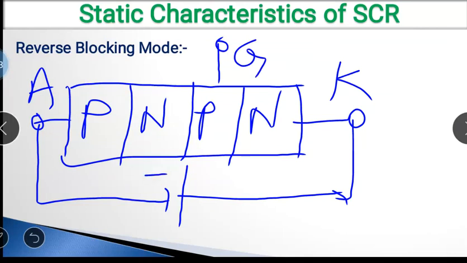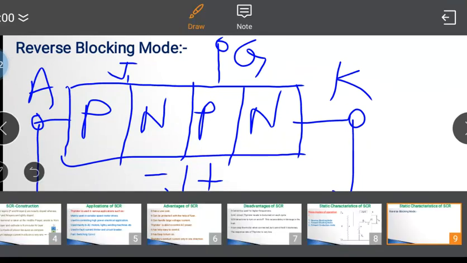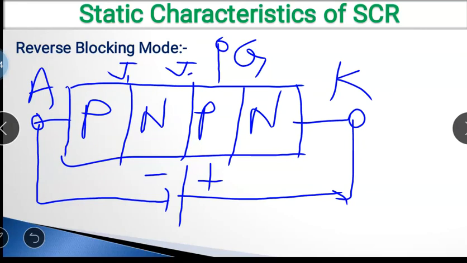Okay, and here there are three junctions, J1, J2, and this is the J3. Okay, so in case of reverse blocking mode, you can see this structure diagram. The cathode is positive with respect to anode. So that means in this operation mode, the junctions J1 and J3 are reverse biased and J2 is forward biased.